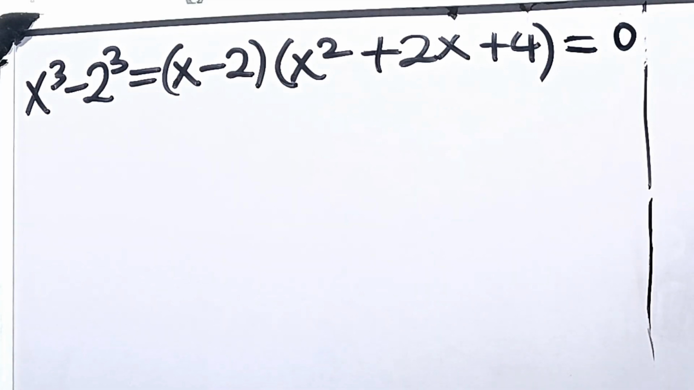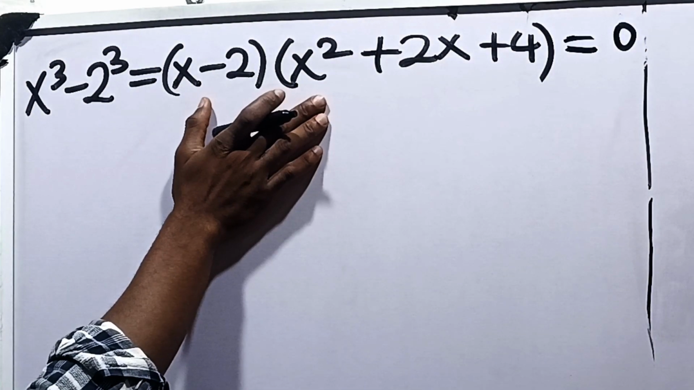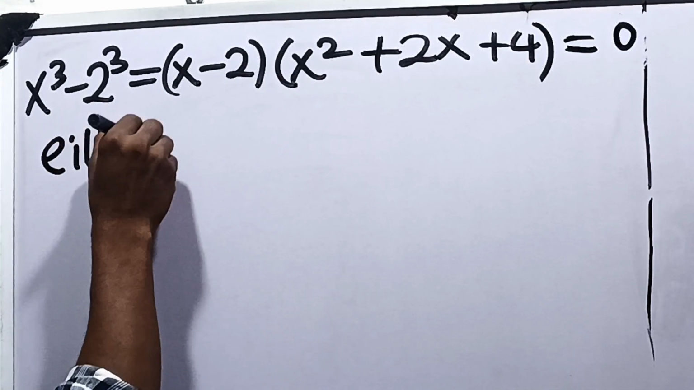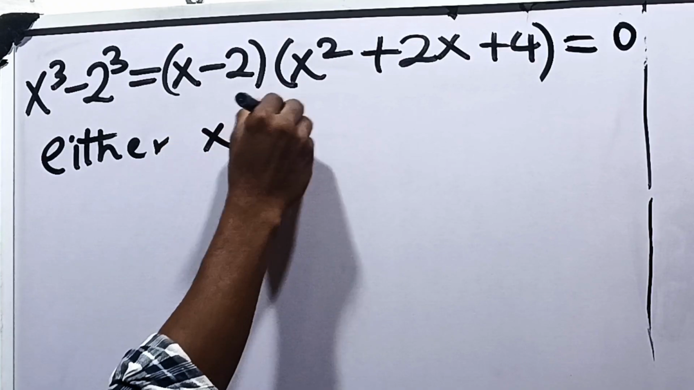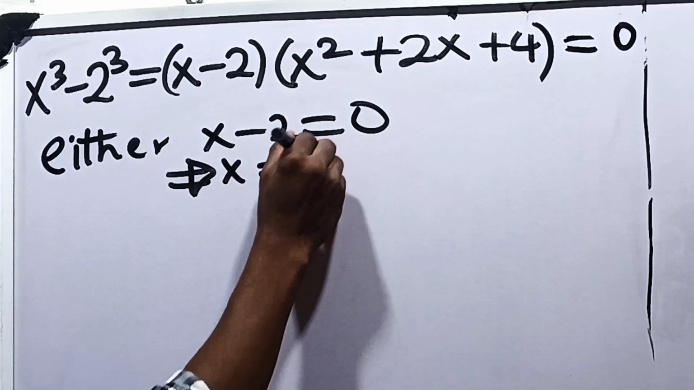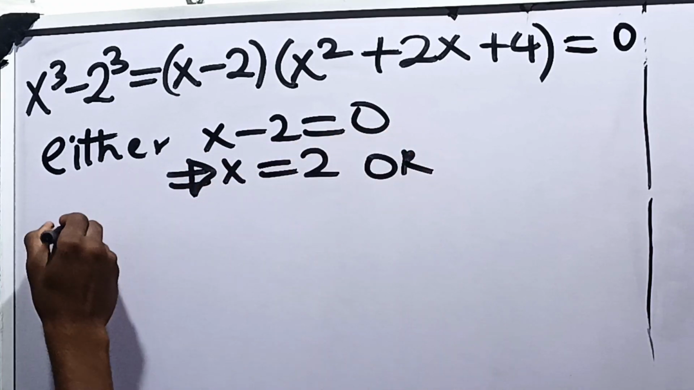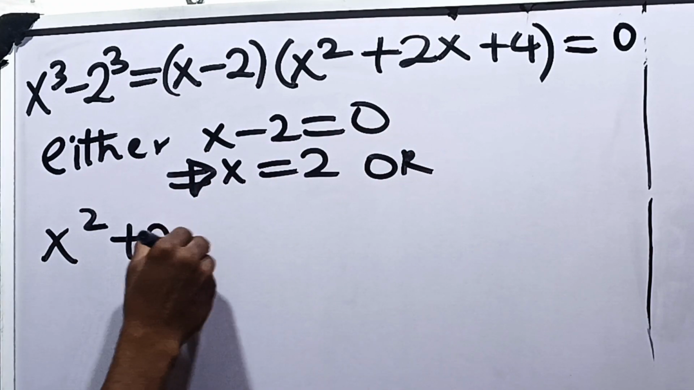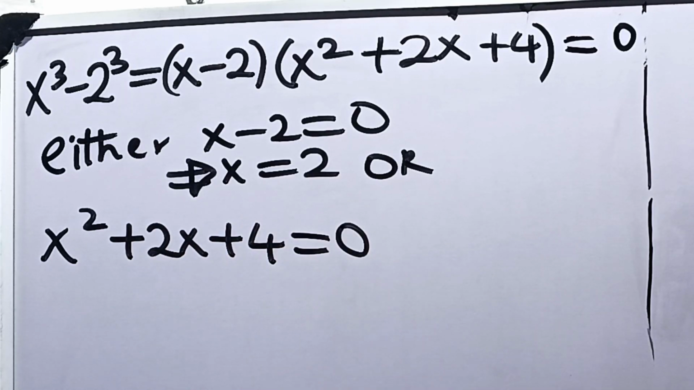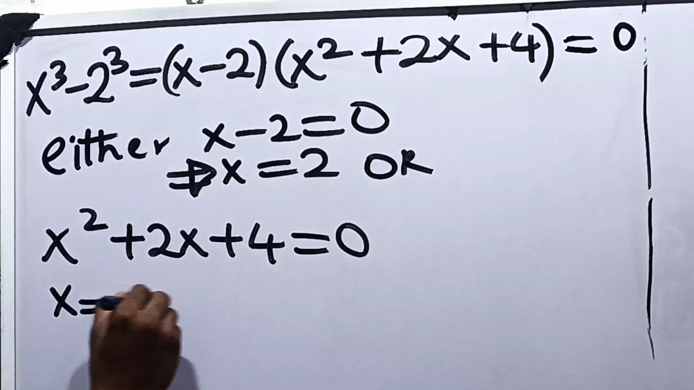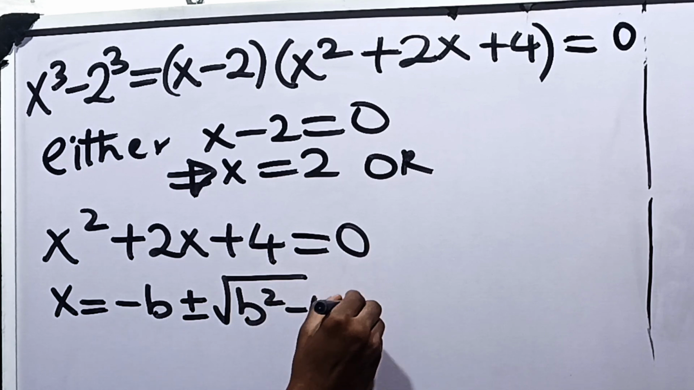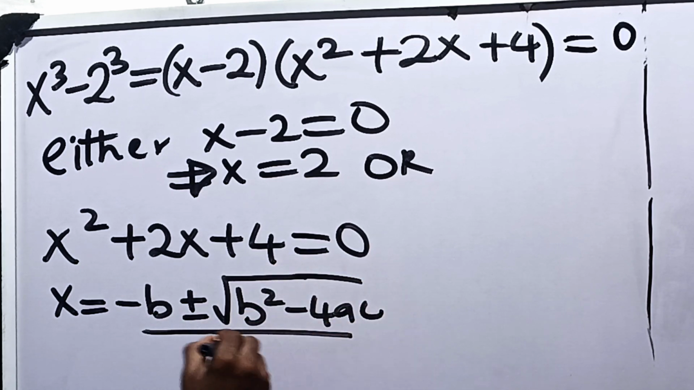Moving on from here, we can now say that when the product of two terms is equal to 0, again, it's either the first one is equal to 0 or the second one is equal to 0. So it's either x minus 2 is equal to 0, implying that x is equal to 2, or x squared plus 2x plus 4 is equal to 0. Using the quadratic formula, we have that x is equal to minus b plus or minus square root of b squared minus 4ac all over 2a.